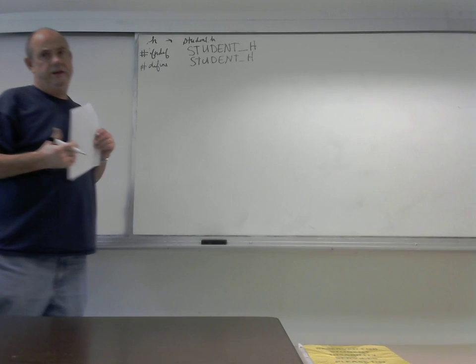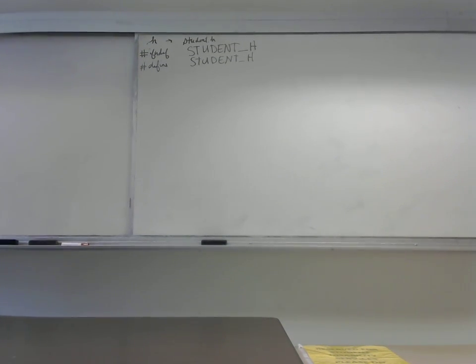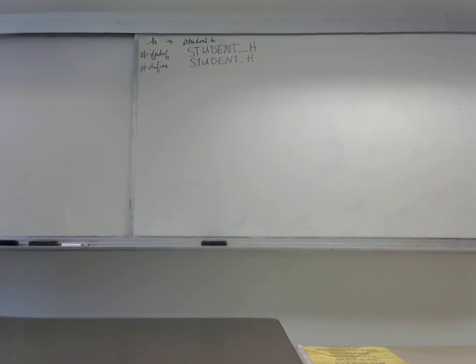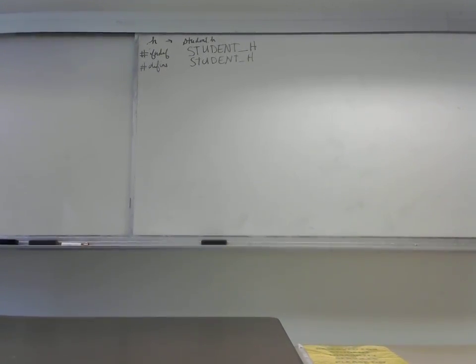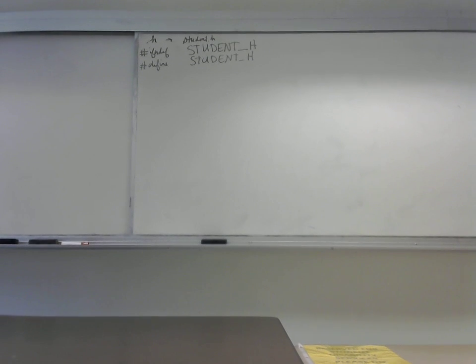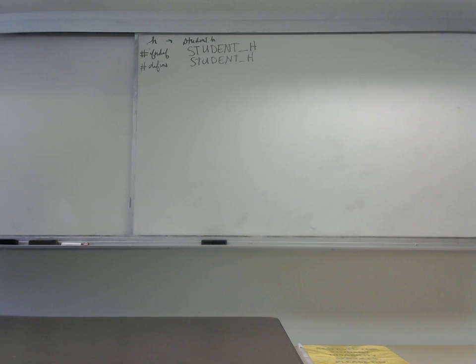What's going on? We want to avoid situations where we have multiple includes. We don't want to include student in more than one place in a project. We want to prevent multiple inclusions because that causes all kinds of problems. So we create this symbol, capital STUDENT_H. That's a token symbol, and we define it.